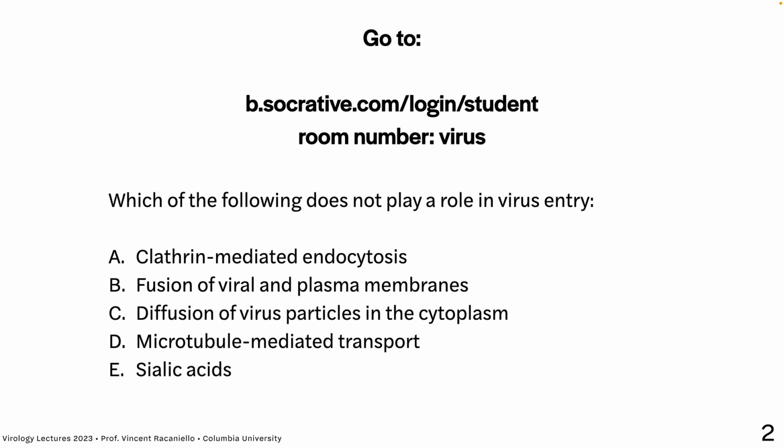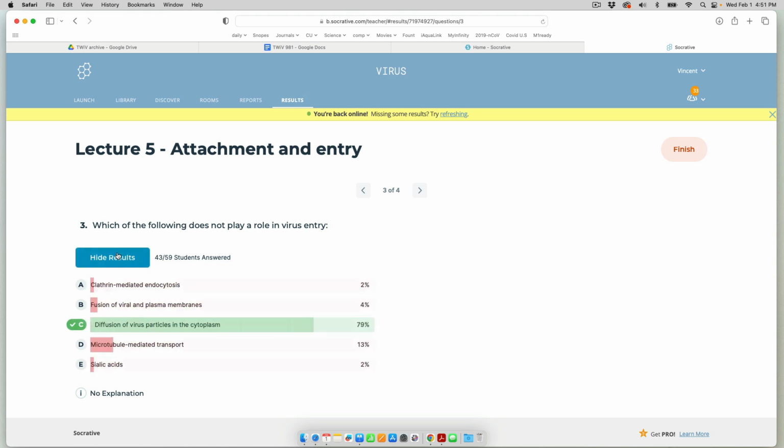Fusion of viral and plasma membranes, diffusion of virus particles in the cytoplasm, microtubule-mediated transport, sialic acid. So which does not play a role in virus entry? Not which does, but which does not. Diffusion is not what's happening. That's right. All the others are correct. Clathrin-mediated endocytosis happens. Fusion of viral and plasma membranes happens. Microtubule-mediated transport, that's the movie I showed you, sialic acid. So it's diffusion that does not occur.